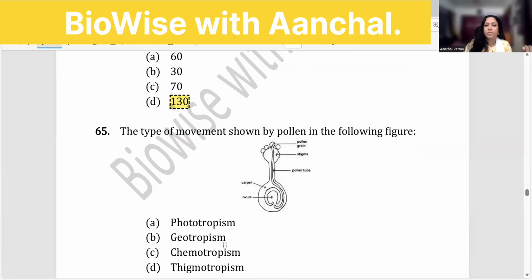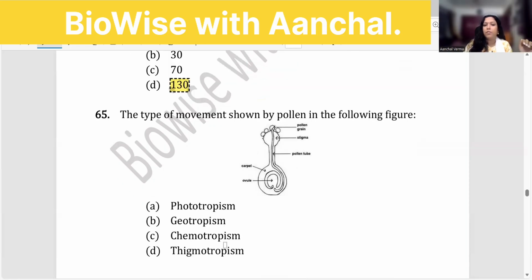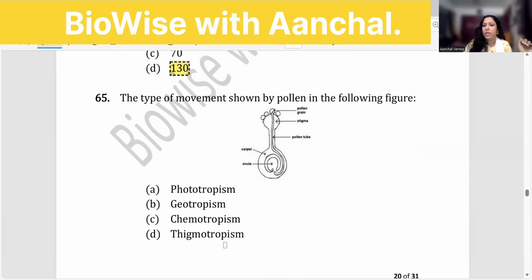Next one. The type of movement shown by the pollen in the following figure. Now here pollen grains show chemotropism. It is a tropic movement towards the chemical released by the ovary. So here the movement is on the basis of chemical. So it is chemotropic movement.